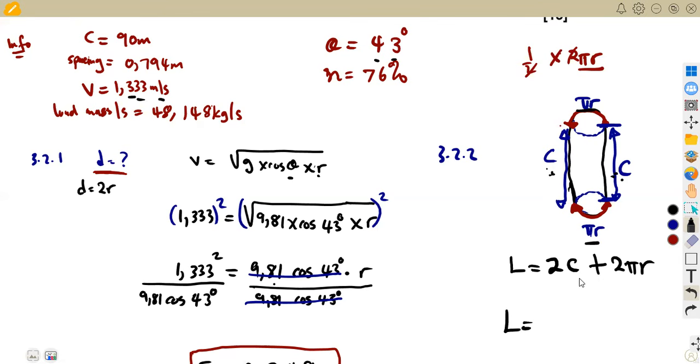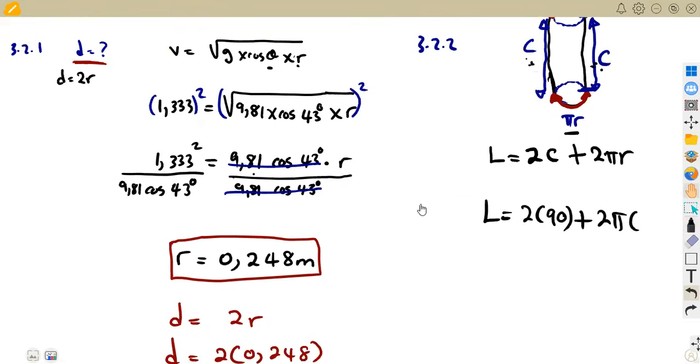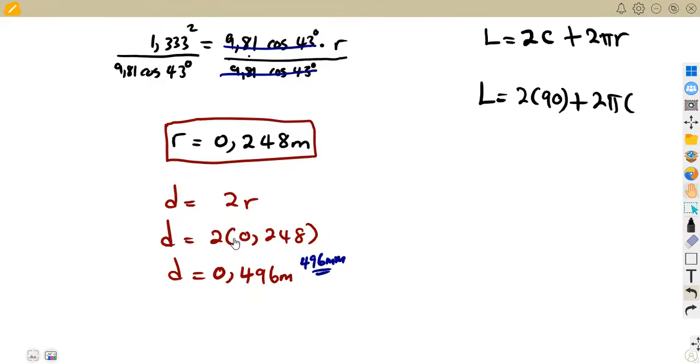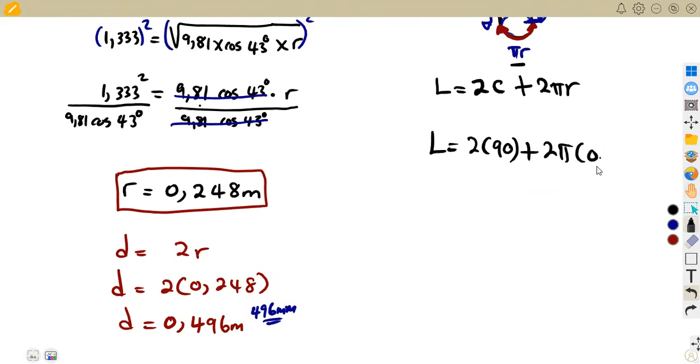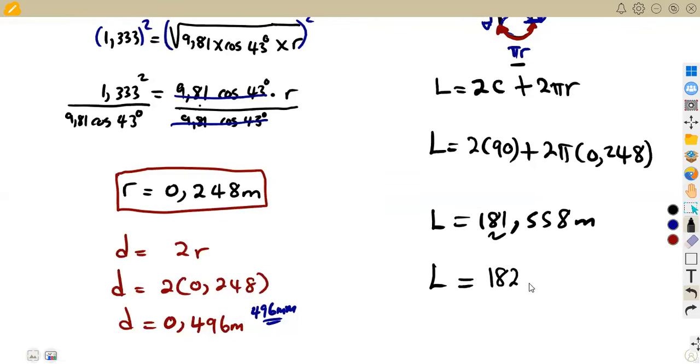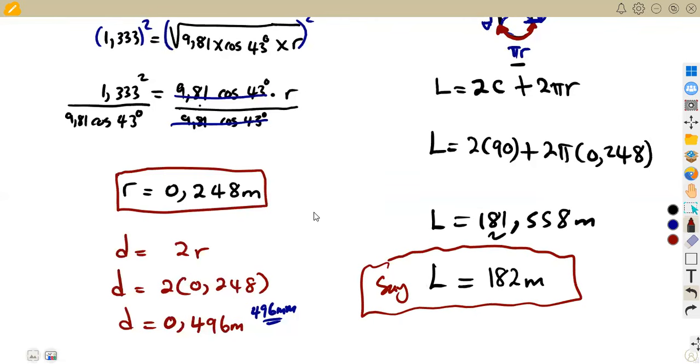All right, so we have all these values. Here it's 90, so it's going to be 2 times 90 plus 2 pi r, where r is the radius. In this case, when we calculated the diameter, our radius was 0.248. So we have 0.248 here. We are going to have the total length of the chain as 181.558 meters. So, to the nearest whole number, our length is approximately 182 meters. That's what you're going to have.